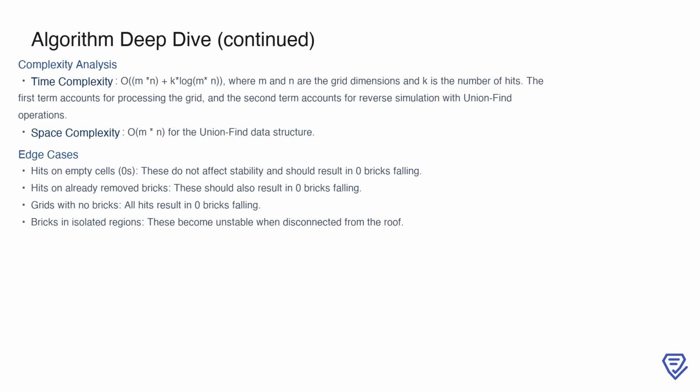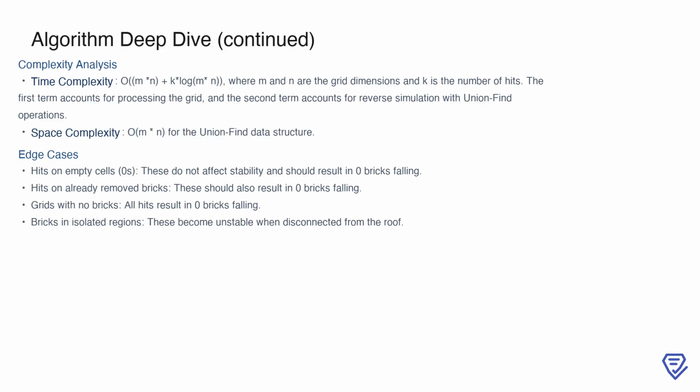Analyzing the complexity of this algorithm, the time complexity is O(m*n + k*log(m*n)), where m and n are the grid dimensions and k is the number of hits. The first term accounts for processing the grid to establish initial connections, and the second term accounts for the reverse simulation using union-find operations. The space complexity is O(m*n), primarily for the union-find data structure.